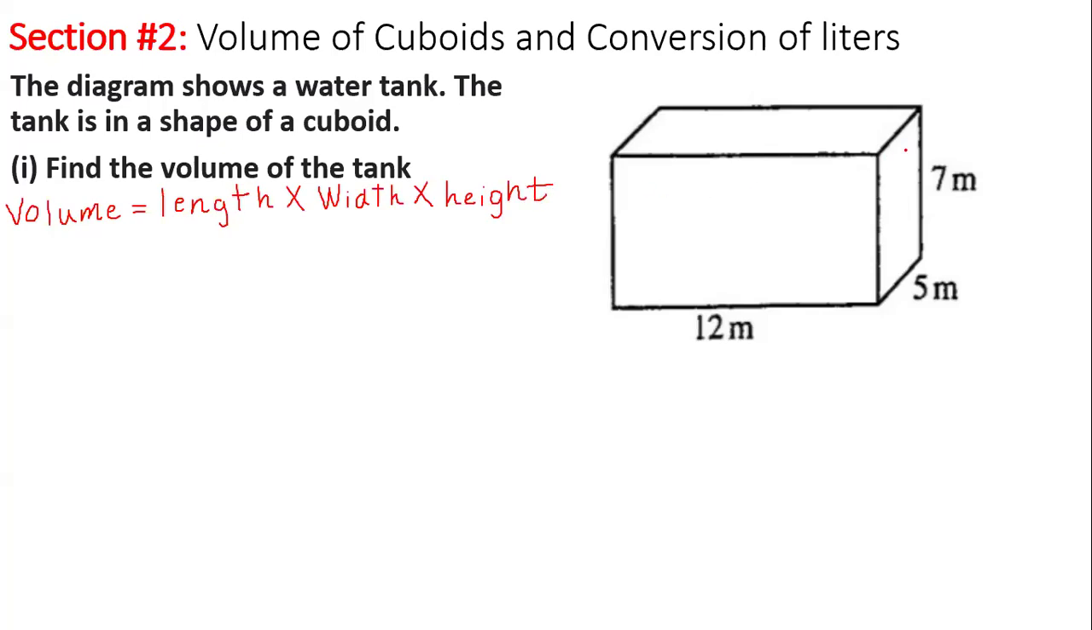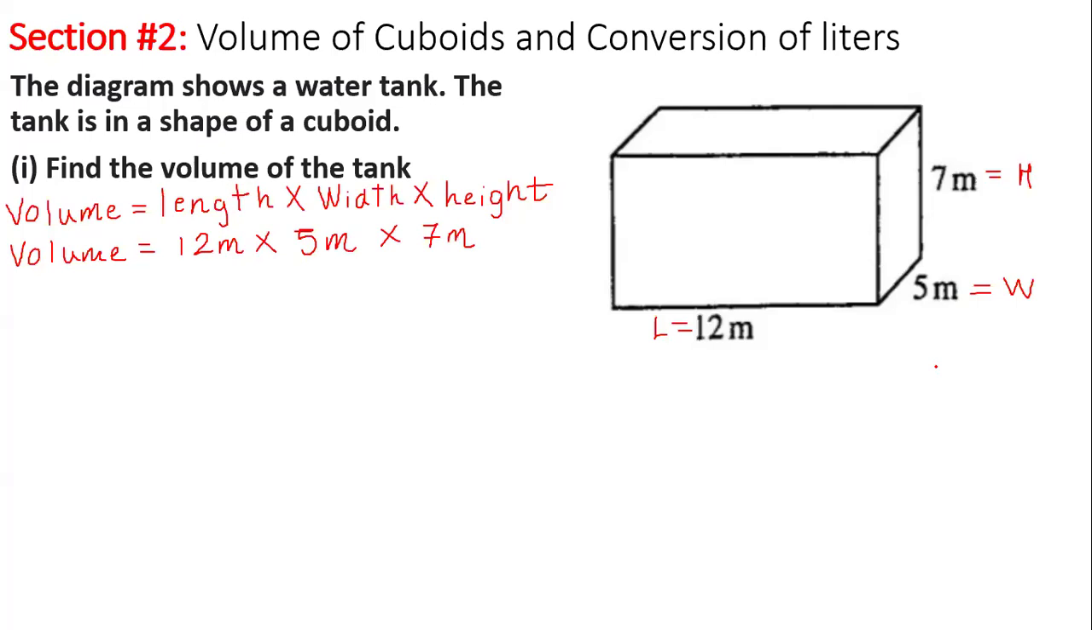So we have to label this. So the length is going to be what? 12 meters. The width is what? 5 meters. And the height is what? 7 meters. So therefore the volume, right? For the volume of this cuboid, if you have the answer, you could shout it out. It's 420. It's gonna be 12 meters multiplied by 5 meters, which is the width, multiplied by 7 meters.